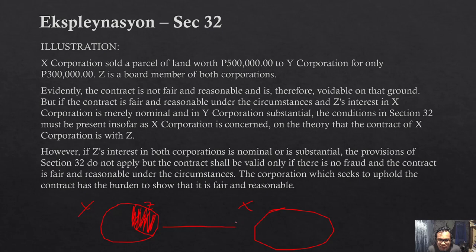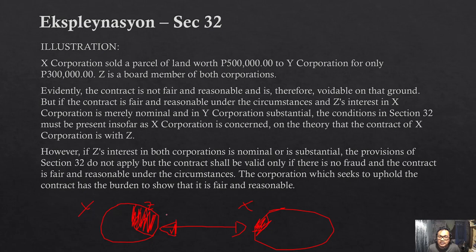Itong si Z and si X, nag-transaction sila sa dalawa. Ngayon, ang pinapoint out ni Section 32, kapag substantial sa isang corporation, nominal lang yung ownership ni Z kay X, kapag ganyan yung situation, as if, etong si X corporation, nakikipag-transact kay Z, kung saan substantial yung kanyang ownership, yung kanyang interest kay Y corporation. Okay, gets? So, pag ganyan yung situation, ang sabi dito, as if X corporation is transacting with Z, even though inform si Y yung kanyang katransaksyon, si Y Corporation.